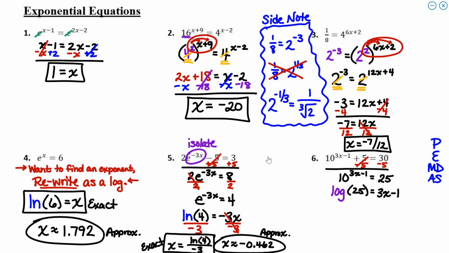What do you get when you type this one in? 0.799. Absolutely correct. It depends on what the directions say. If the directions say to round to 3 decimal places, I would leave it like this. If it says to round to 2 decimal places, then I would round to 0.80. So it all depends on the rounding direction.